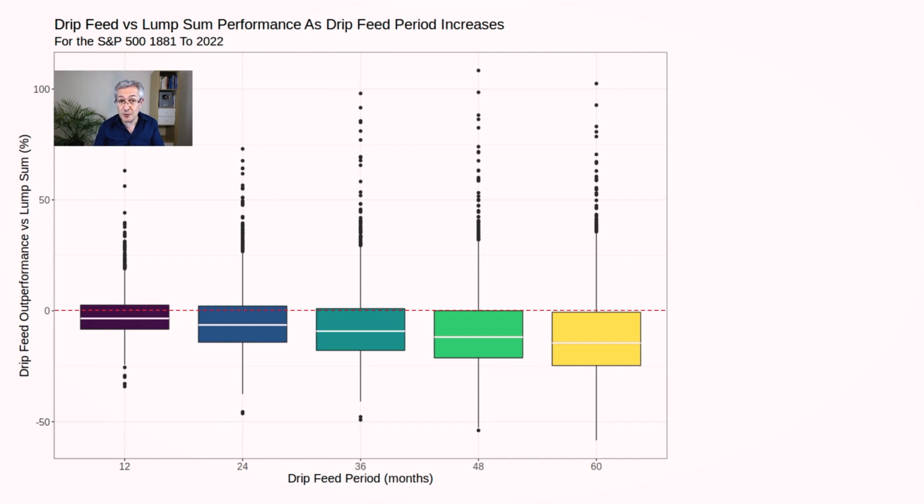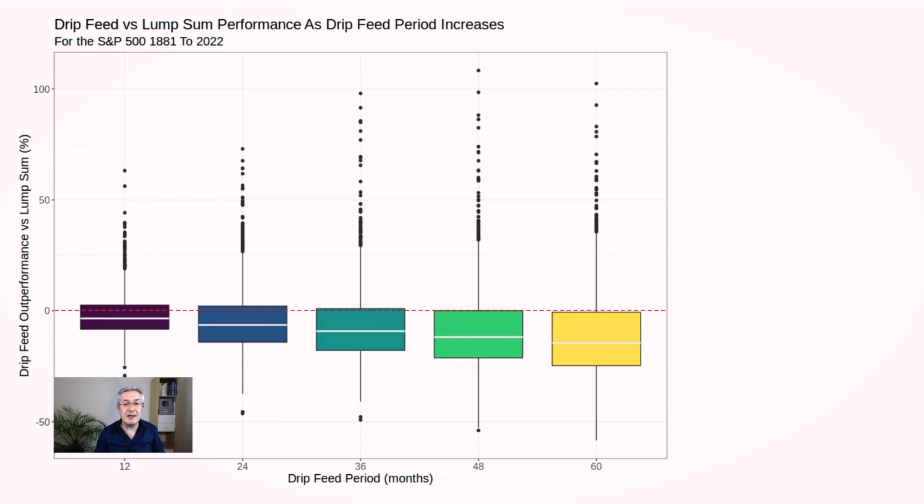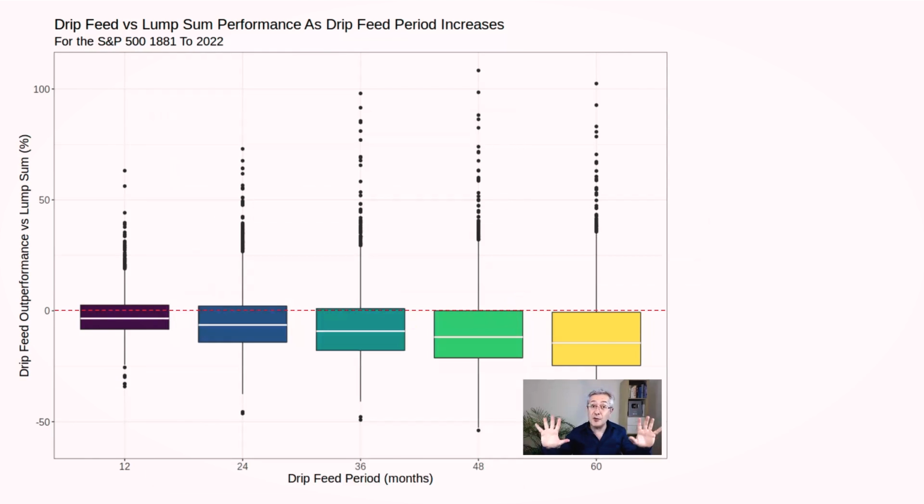So assuming we're going to compare lump sum investing with drip feeding, the question is, how long should you drip feed over? So what I've shown here is the outperformance of drip feeding versus lump sum investing. So if we're above the dashed red line beneath me, that means that drip feeding is outperformed. And if we're below the dashed red line, which is most of the examples as it turns out, then lump sum investing has beaten drip feeding. And what I've done is 5 different periods for the drip feed, ranging from 12 months, so that's this column here, all the way up to a 60-month period or 5 years for the drip feed, which is pretty extreme. Vanguard actually recommends 12 months.